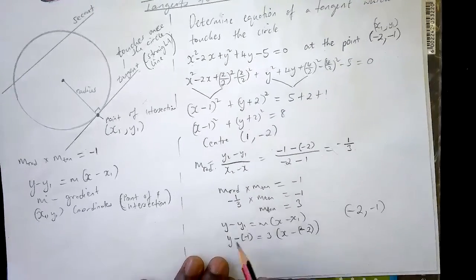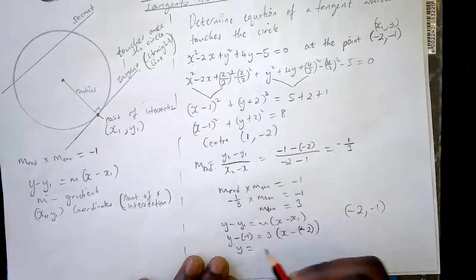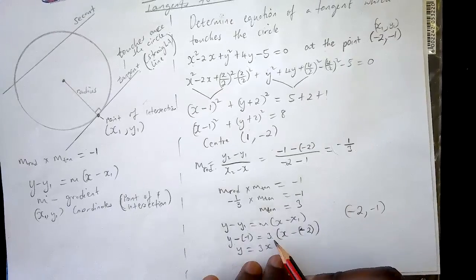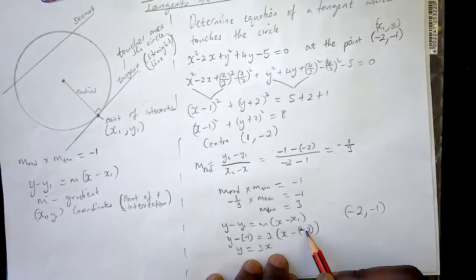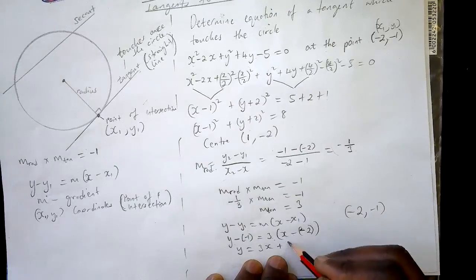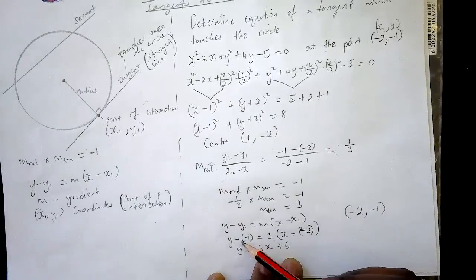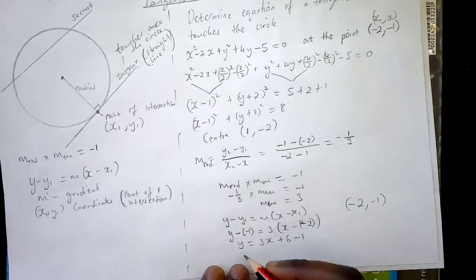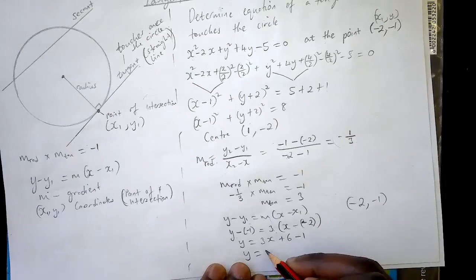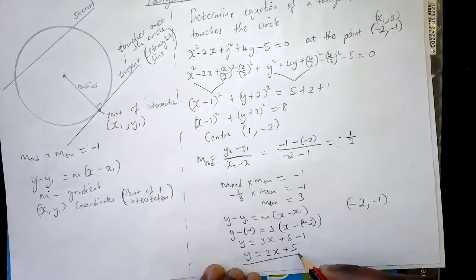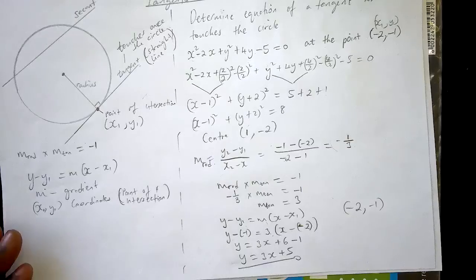So what do we get here? y is going to be equal to 3 times x, which is 3x. Then here we're going to get positive, it's going to be 3 times 2, so we get 6 plus 6. Then here our negative 1, we're going to get positive 1. Then it's going to be negative 1 that side, it's going to be minus 1. Then our equation should be equal to 3x plus 5. That's the equation of the tangent.